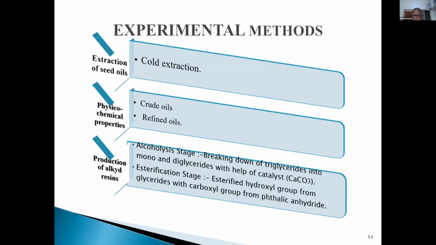Then we move into the production itself, that is alcoholysis stage, breaking down triglycerides into mono and diglycerides using carbonate as a catalyst. After that, we lower the temperature and we add our glycerol, and that is the esterification stage. The esterified hydroxyl group from glycerides with carboxylic group is now added with phthalic anhydride, and we sustain this reaction at the temperature of 240 degrees Celsius, and we maintain the reaction mixture to continue for 4 hours. Next.